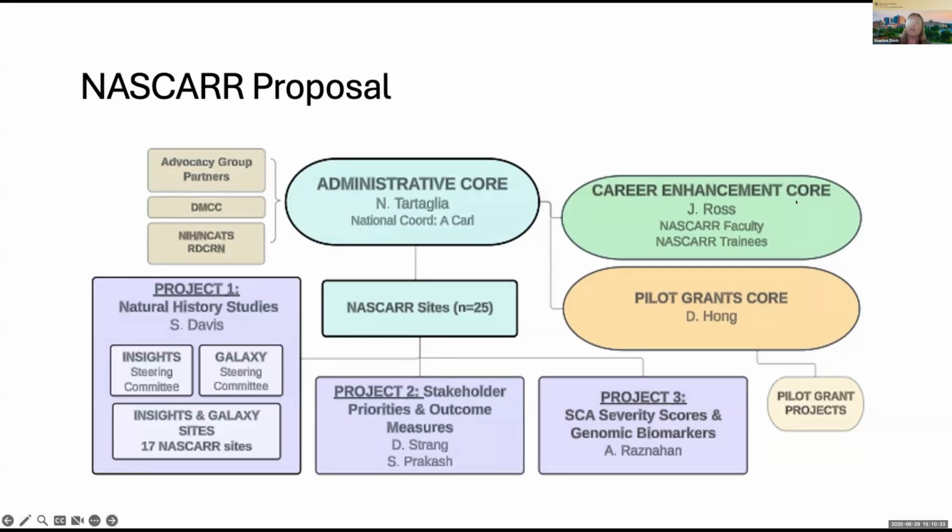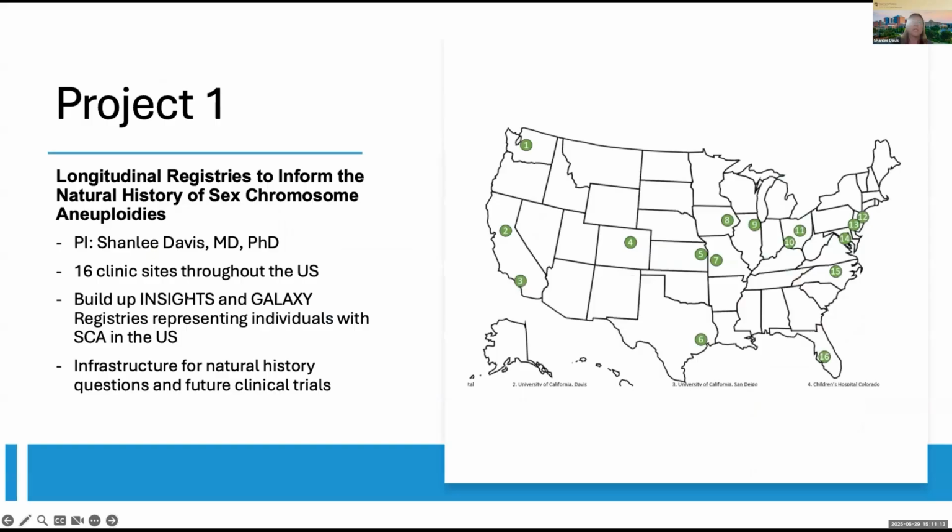The Career Enhancement Core is being led by Judith Ross, who is a pediatric endocrinologist at Nemours Hospital for Children in New Jersey. She has also been heavily involved in clinical trials for Turner syndrome as well as other X and Y variations. The Pilot Grants Core is being led by David Hong, who is a psychiatrist at Stanford and has done a lot of both clinical but primarily research work for Turner syndrome and these other conditions, looking at differences in brain development in particular. And then there are the 3 projects that we're going to talk about a little bit more on the next page here.